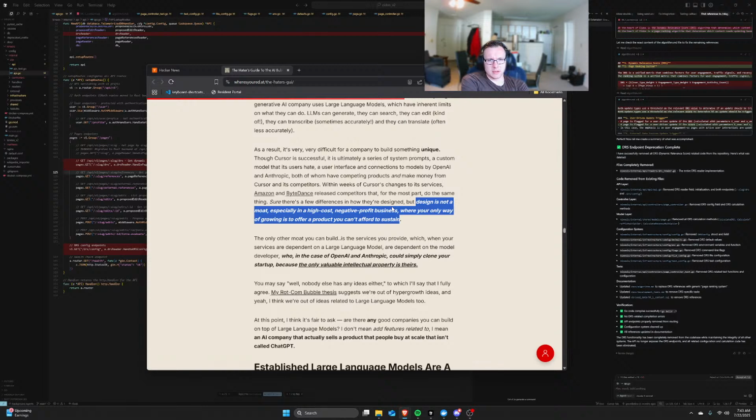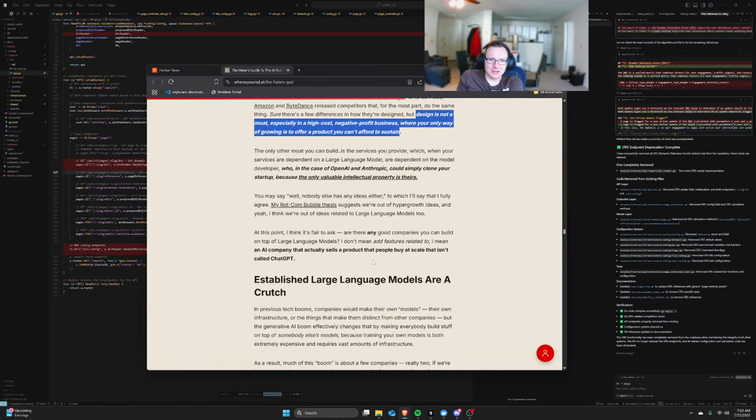The only moat you can build is the services you provide. Yeah. And then Anthropic and OpenAI could just clone your thing. Nobody else has any ideas either. Yep. Can you build any good companies with large language models? No. That's what they're saying.